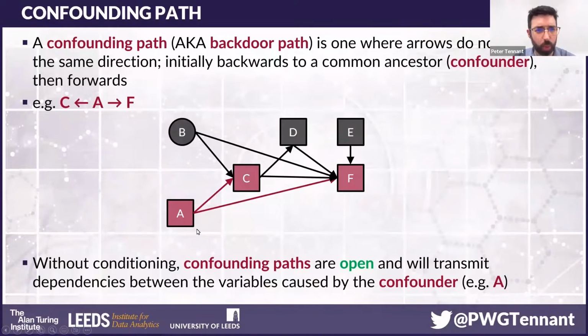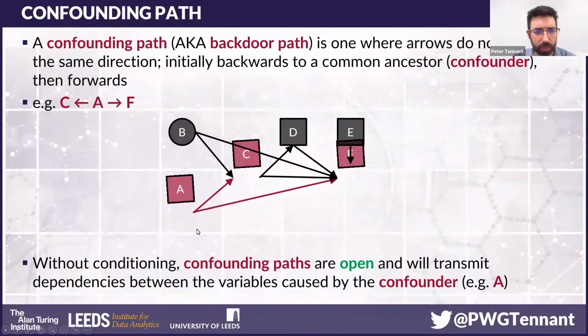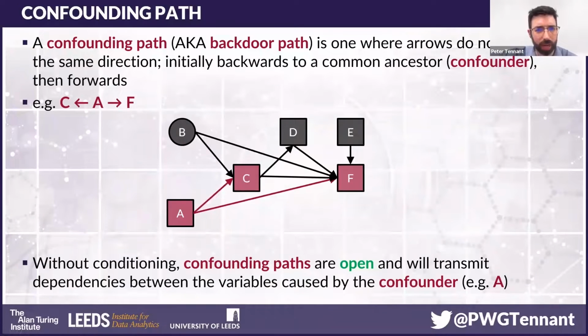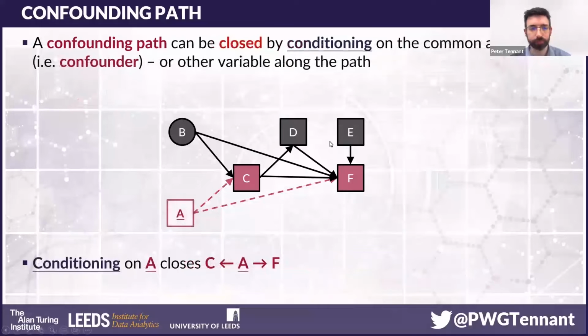So that means if I was to wiggle A downstream, it would cause C and F both to wiggle together. And of course, if we didn't know that was due to A, we might assume that they were wiggling together due to causality rather than confounding. The way that we get rid of this, in other words, the way that we close these confounding paths, is that we condition on that common ancestor, the confounder.